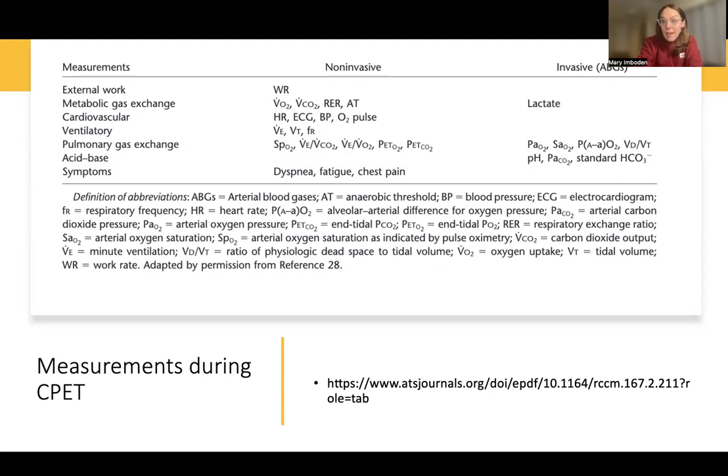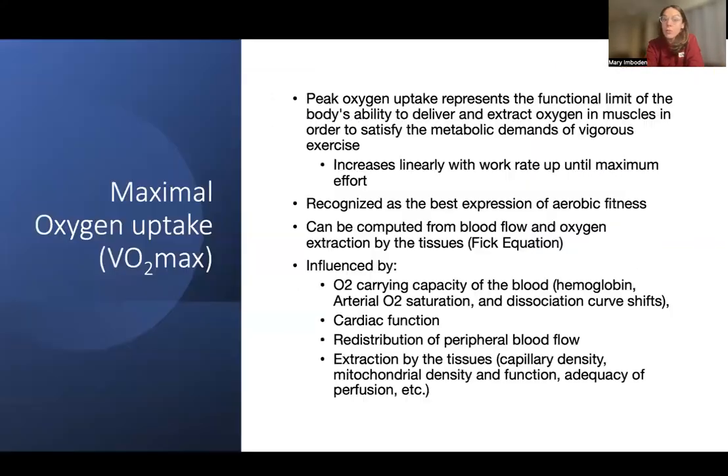We ended with our last screencast talking about the measurements that we get, including VO2, carbon dioxide output or VCO2, respiratory exchange ratio, which is that indicator of maximal effort, anaerobic threshold, and then also our heart rate, electrocardiogram data, blood pressure, our O2 pulse, which is an estimation of stroke volume.